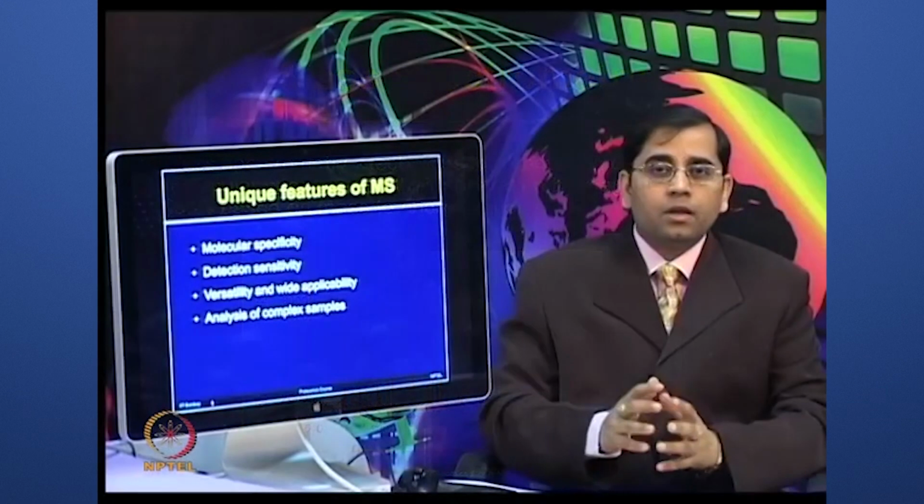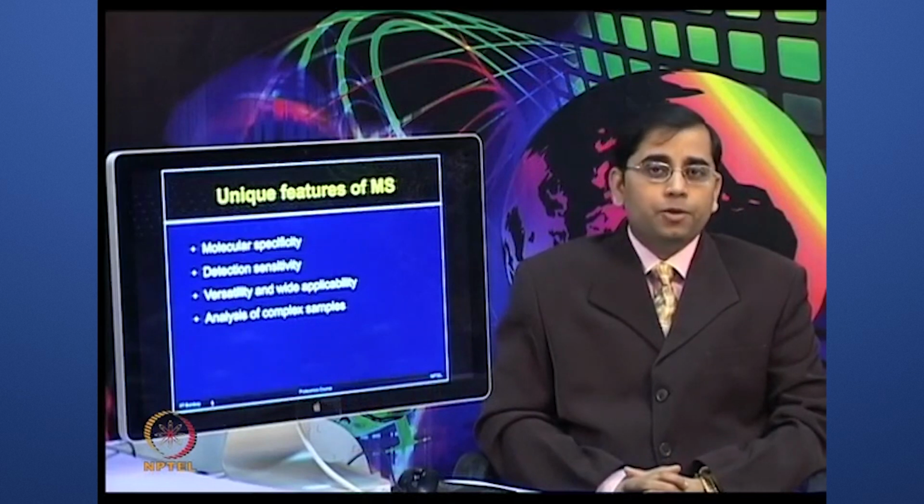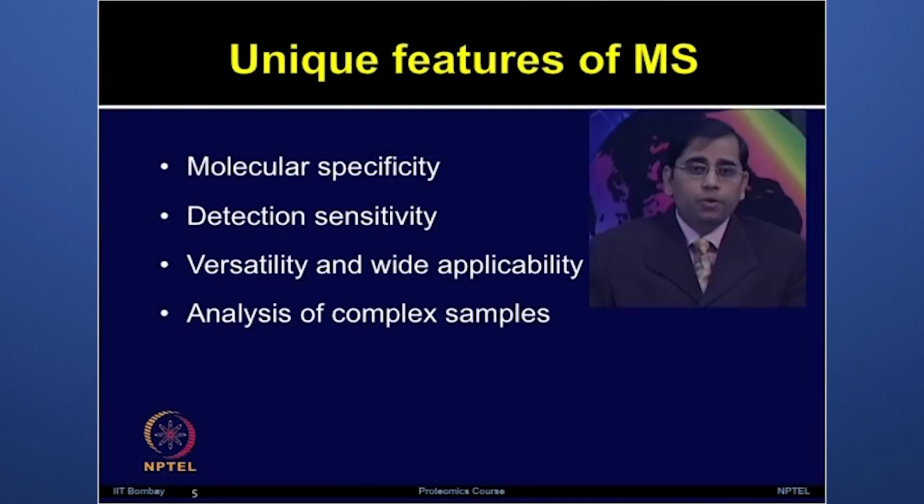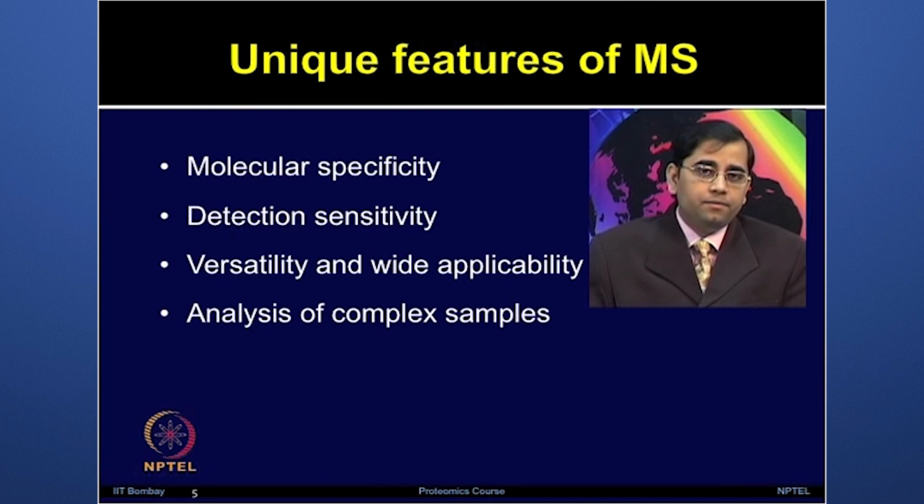So, what are the unique features of mass spectrometry? Molecular specificity. Due to its unique ability to accurately measure molecular mass and provide fragment ions of analyte, mass spectrometry offers molecular specificity. It provides ultra high detection sensitivity. So, in theory, MS can detect even a single molecule, and even sensitivity at the attomole and zeptomole level has been also demonstrated.